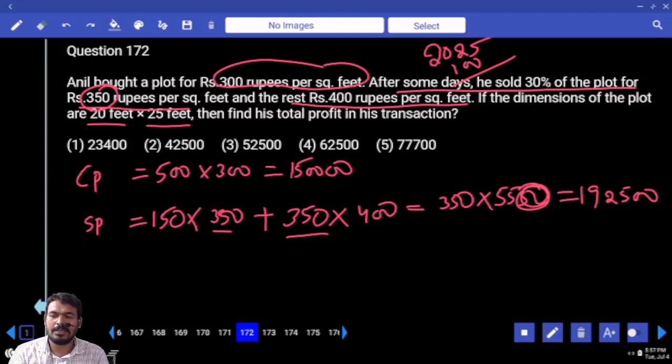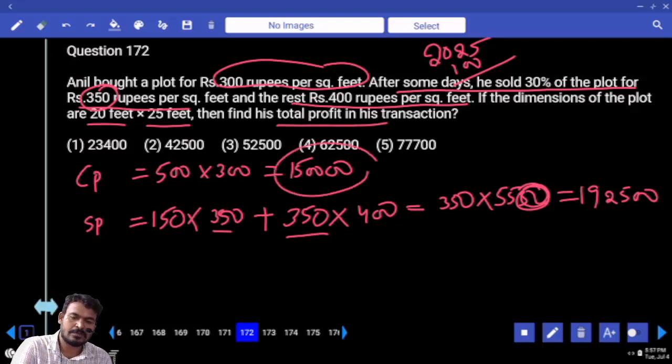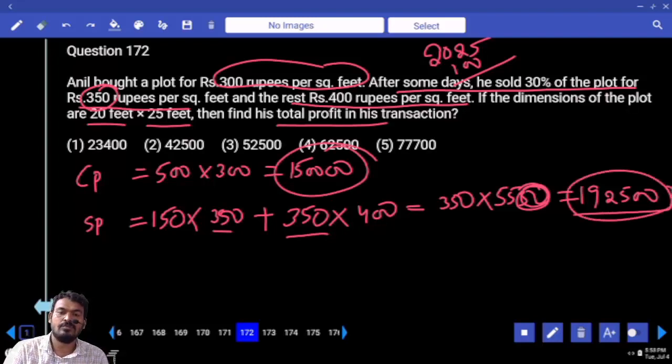That will be 1925.00. But we required profit value or selling price? Profit value. What is the cost price? 1500. Selling price 1925. What is the profit value? 425.